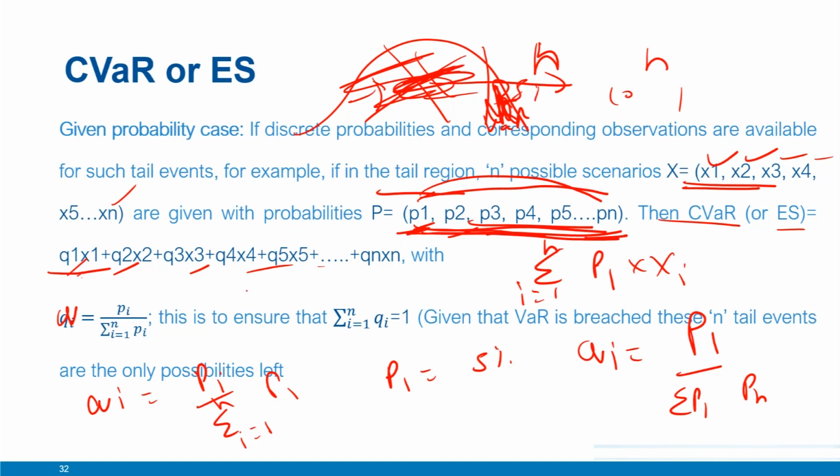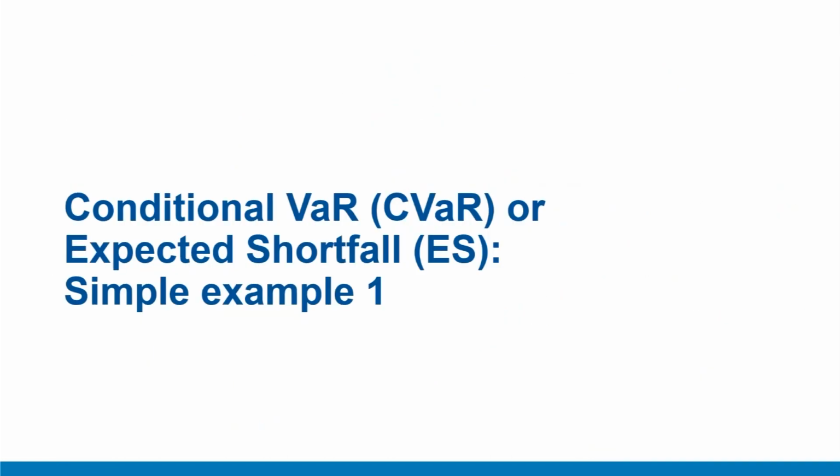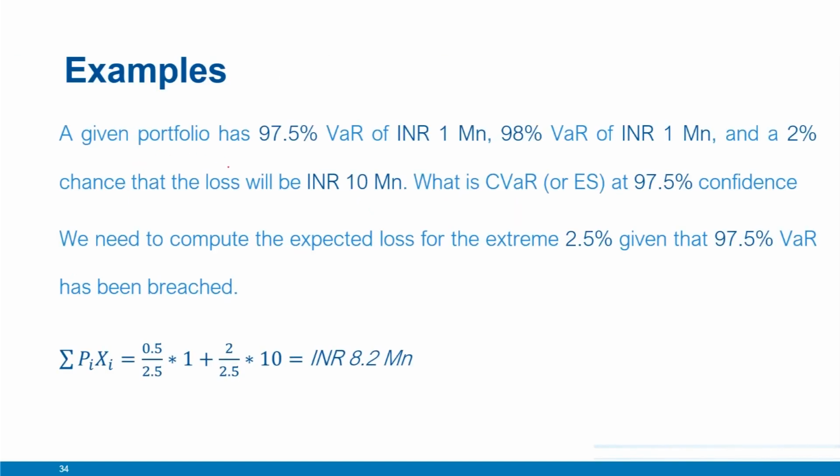To summarize, in this video we saw how to compute C-VaR or expected shortfall from a given set of discrete probabilities, or probability mass function, if empirical data is employed. In the next two videos, we'll try to concretize our understanding of C-VaR and ES with the help of two simple numerical examples. Let us go through this example.